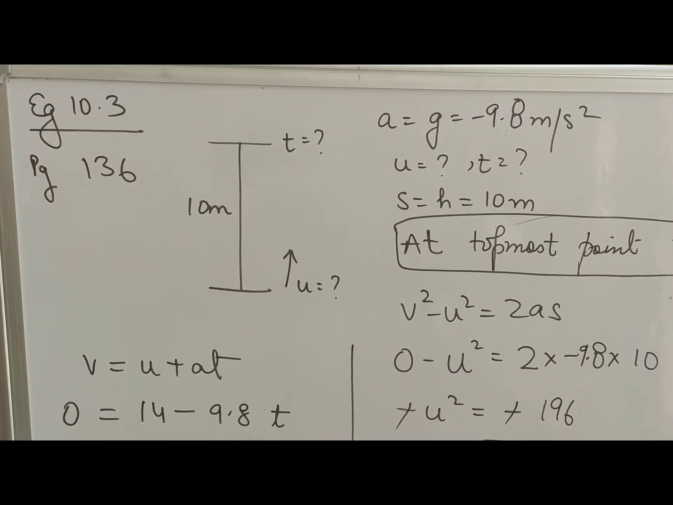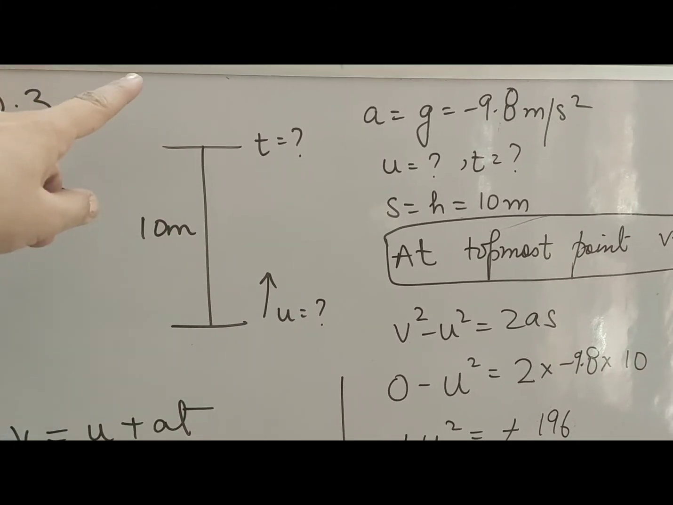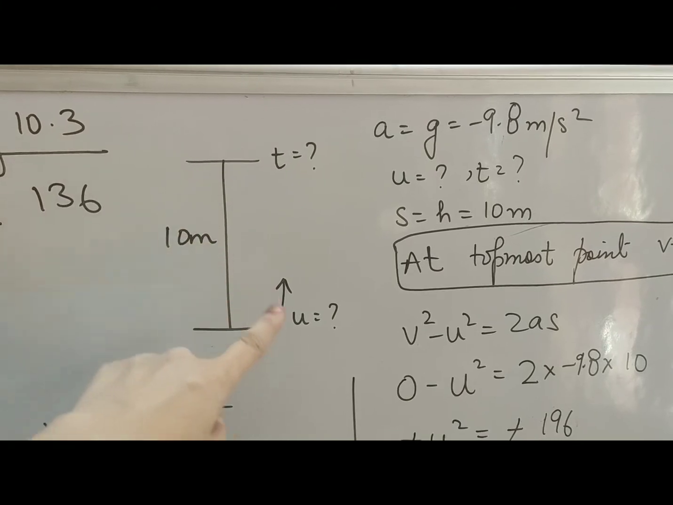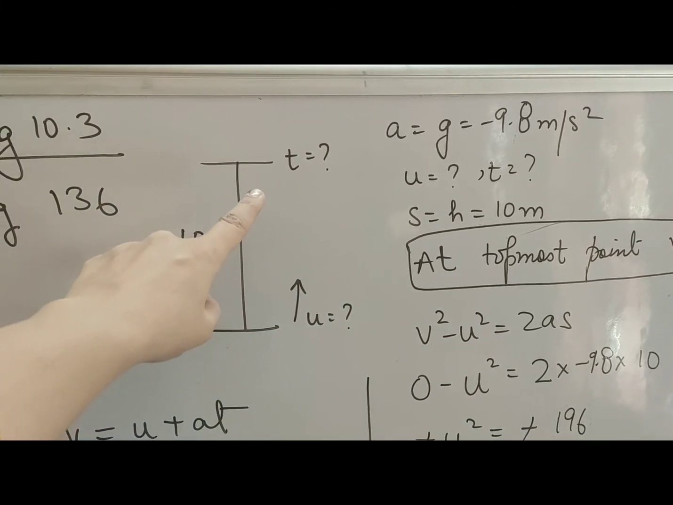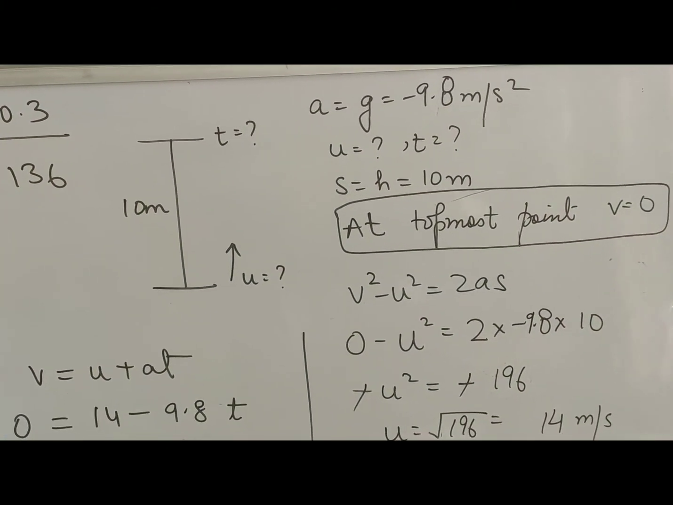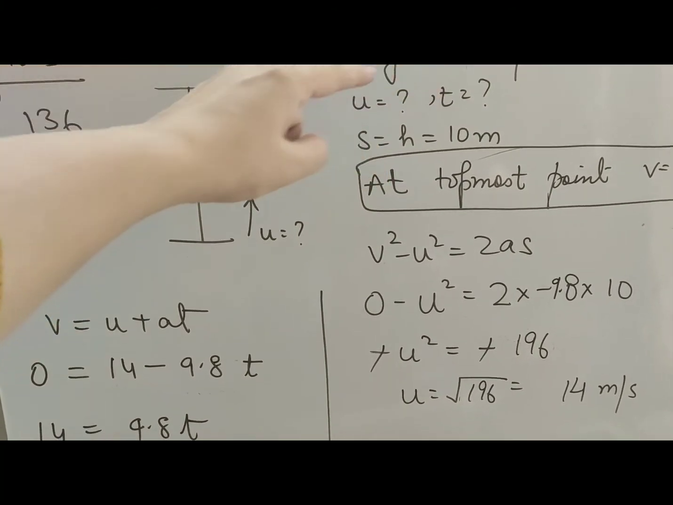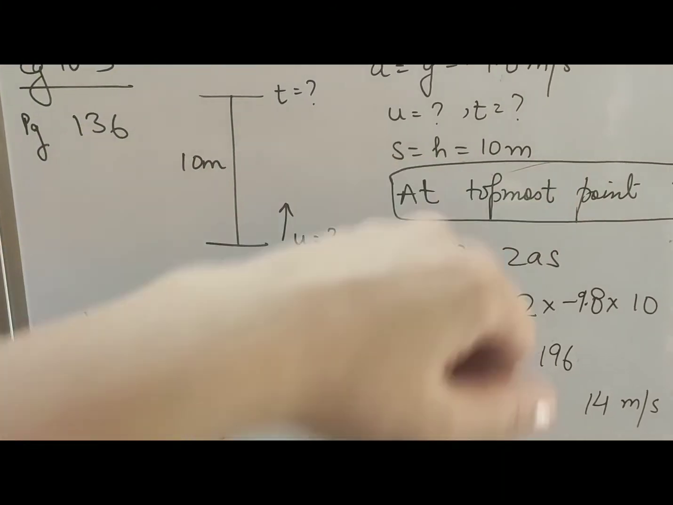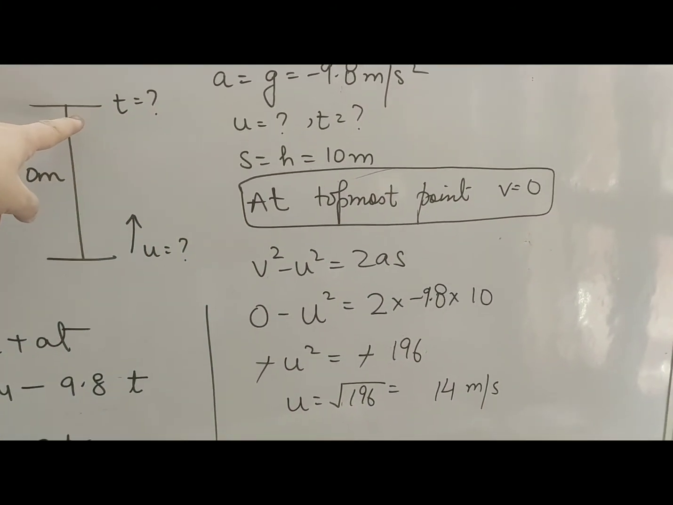Example 10.3, page 136. It says that an object has been thrown up and it reaches a maximum height of 10 meters. You have been asked to calculate the velocity with which it was thrown up and the time it takes to reach the maximum height. So acceleration, that is acceleration due to gravity, we are taking as negative 9.8 meter per second square. U and t are to be calculated, and the displacement or the height covered by the object is given as 10 meters. So we know at the topmost point the final velocity is 0.